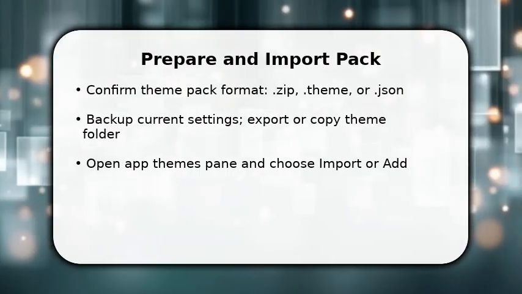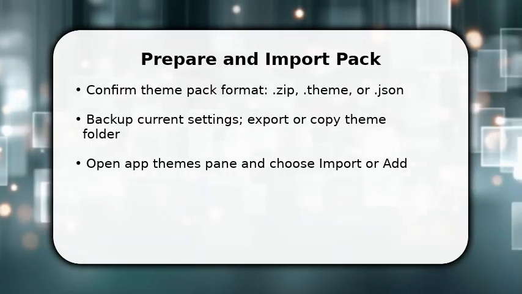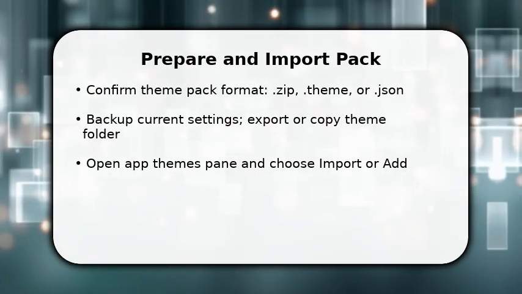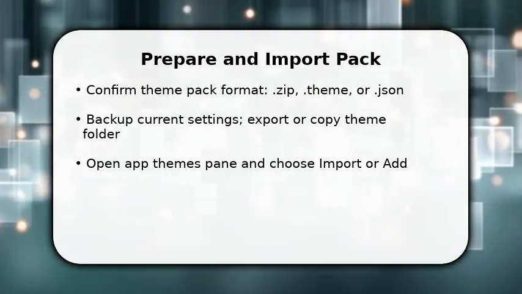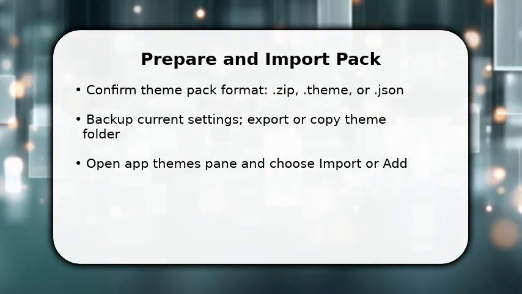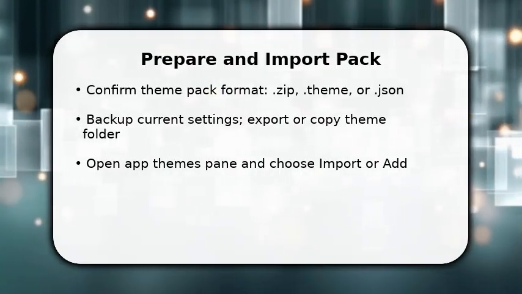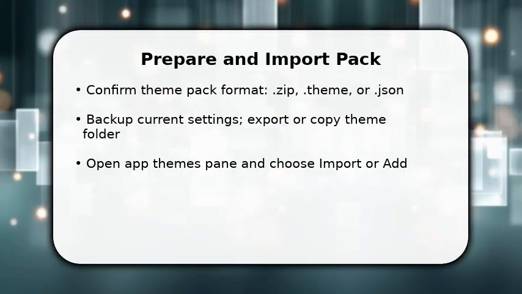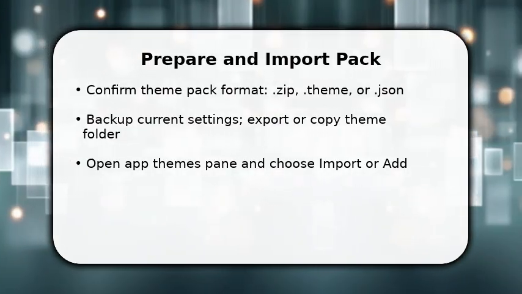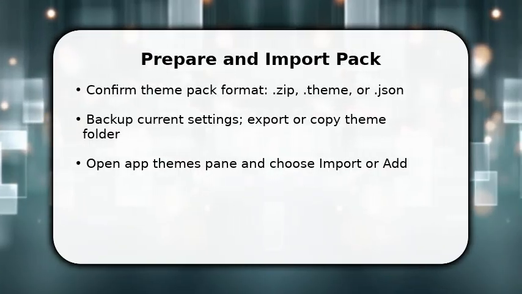You start by preparing your environment and importing the pack. You've already backed up your current theme. Now open the app's themes pane and select import. If the pack is zip, extract to a temp folder. If it's JSON or theme, point the importer to the file. Make sure file permissions allow read access and name conflicts are resolved. Once imported, don't apply yet, inspect assets and metadata so you know what will change.